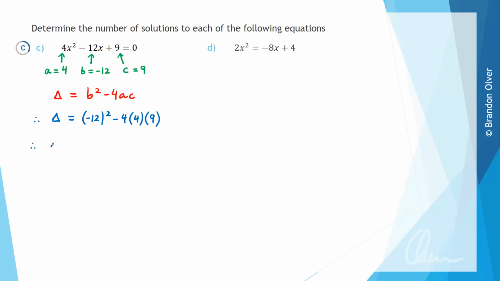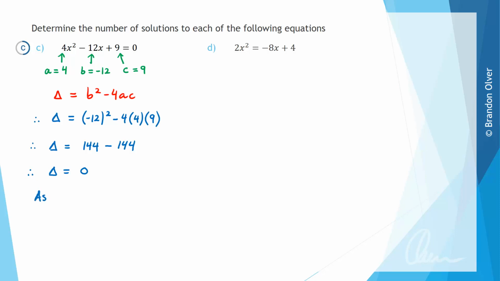So therefore, the discriminant's value is going to equal minus 12 squared is a positive number, and it's 144. And then we subtract off that 4 times 4, which is 16, times 9, which is also 144. So therefore, our discriminant value is going to equal 0.